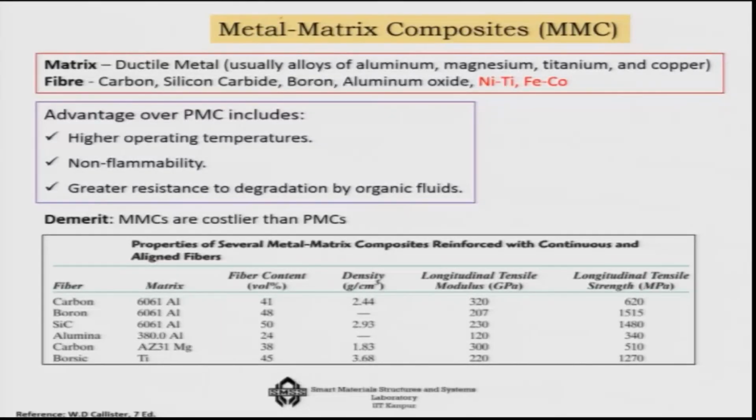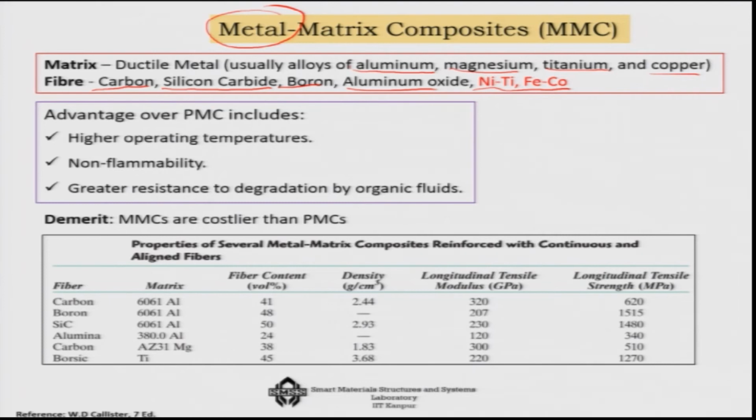Another matrix that we can use is metal matrix composite. Once again, the matrix should be ductile, so ductile metals like aluminum are very popular. Magnesium, titanium and copper are also used as matrix. As fiber, in this case it is not just the ductility or the strength, but you also need to improve sometimes the hardness of the system, fracture toughness etc. So, we put in fibers such as carbon fiber, silicon carbide, boron, aluminum oxide, and the last two are smart materials, nickel titanium or ferrite cobalt system.